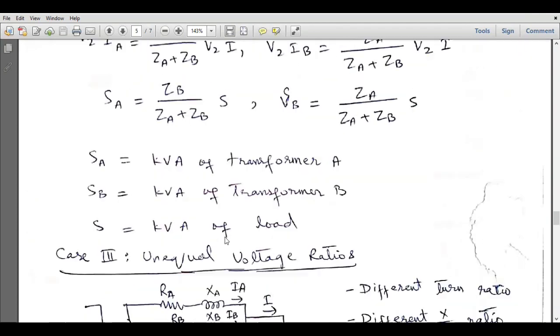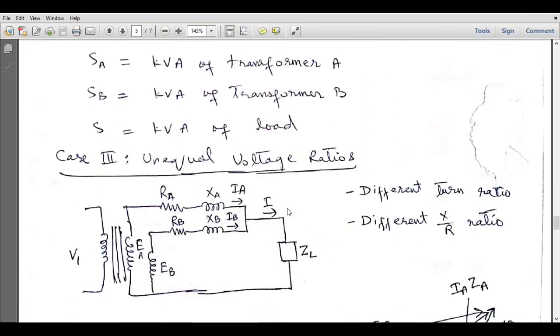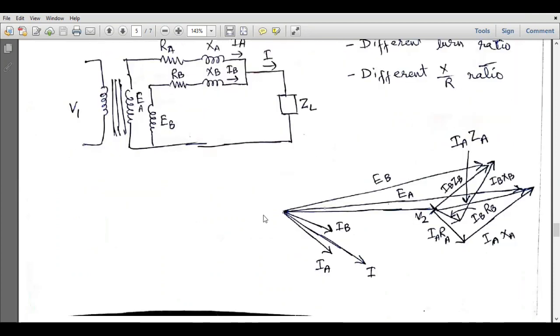Now we will discuss the third case, in which the voltage transformation ratios are different and the X over R ratios are also different. So in this case we will have different secondary induced EMFs for the two transformers. This is EA, this is EB, and they will be different. These are the transformer impedances, and their X over R ratios will also be different. This is the load impedance ZL, and this is the current. So in this case we will obtain such a phasor representation of all the quantities.